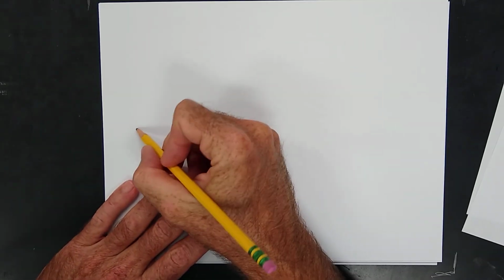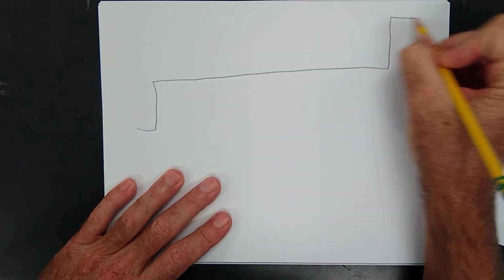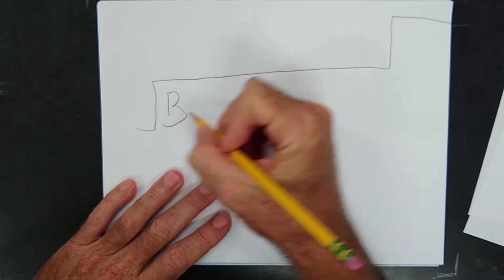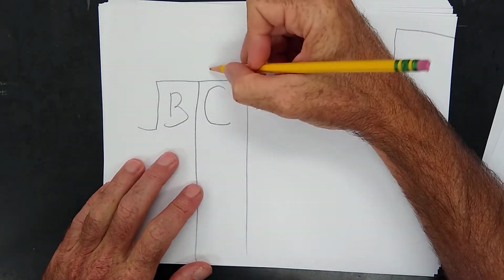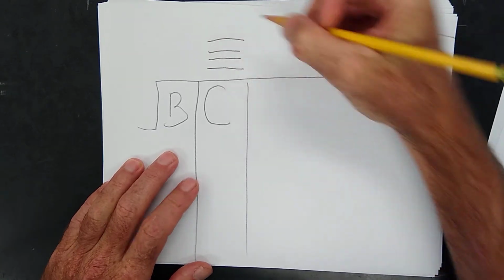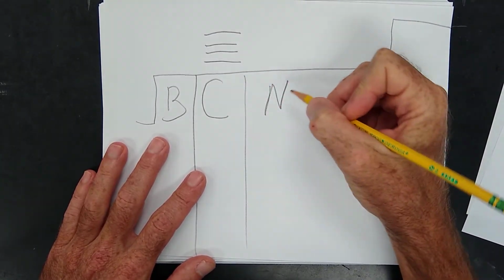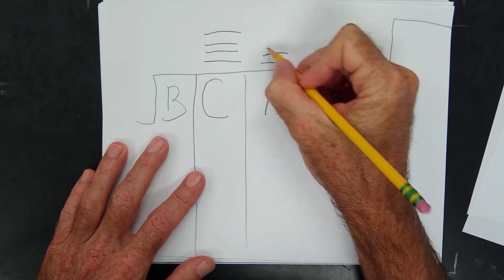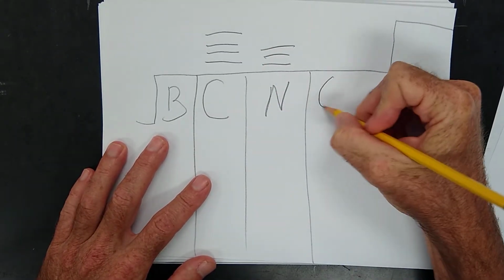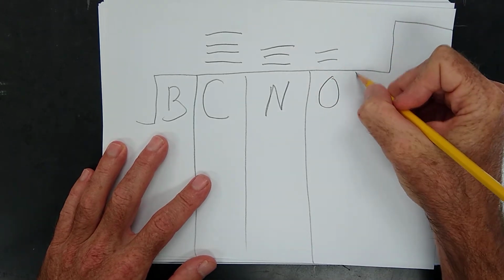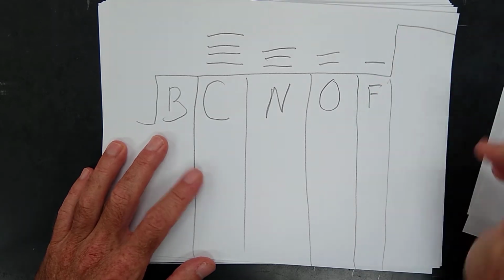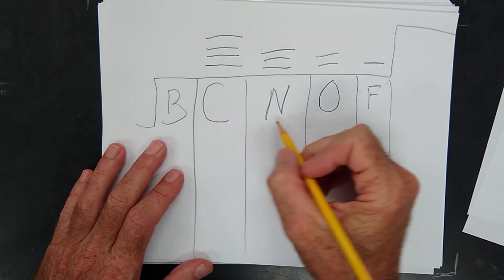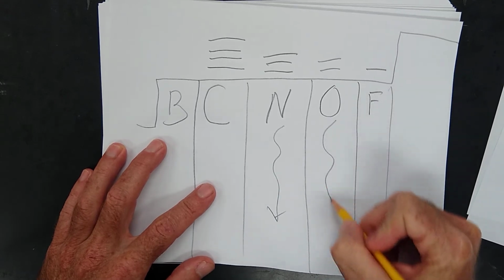All right, so let's break this down again. I'm going to zoom in on the right side of the table. We got boron. Let's go to carbon. Carbon's going to have 4 lines drawn to it. Nitrogen, most of the time, is going to have 3 lines drawn to it. Oxygen, most of the time, is going to have 2 lines drawn to it. And fluorine and these guys below are always going to have 1 line drawn to them. Now, this holds true as we go down, okay?